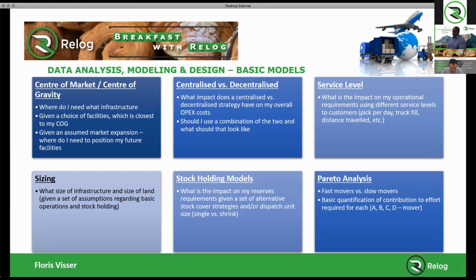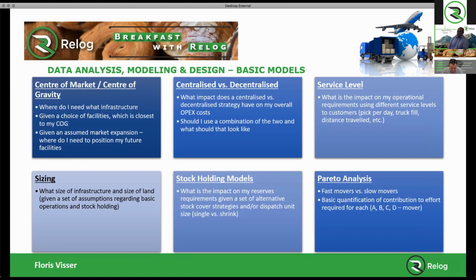Service level obviously does have an impact on your operations in your DC. You know, am I traveling to the customer every day, or can I service him once a week? Which do I need to service every day? Which do I need to service every week? That has an impact on what you're picking, the volume that you're moving out of your dispatch doors, the amount of trucks you use, etc., etc. Sizing of infrastructure, again, depending on what type of operation you run, we use data to determine the footprint of our building at a very high level, assuming the basic operating methodology and stock holding planning. And that always then also informs the size of land that we need.